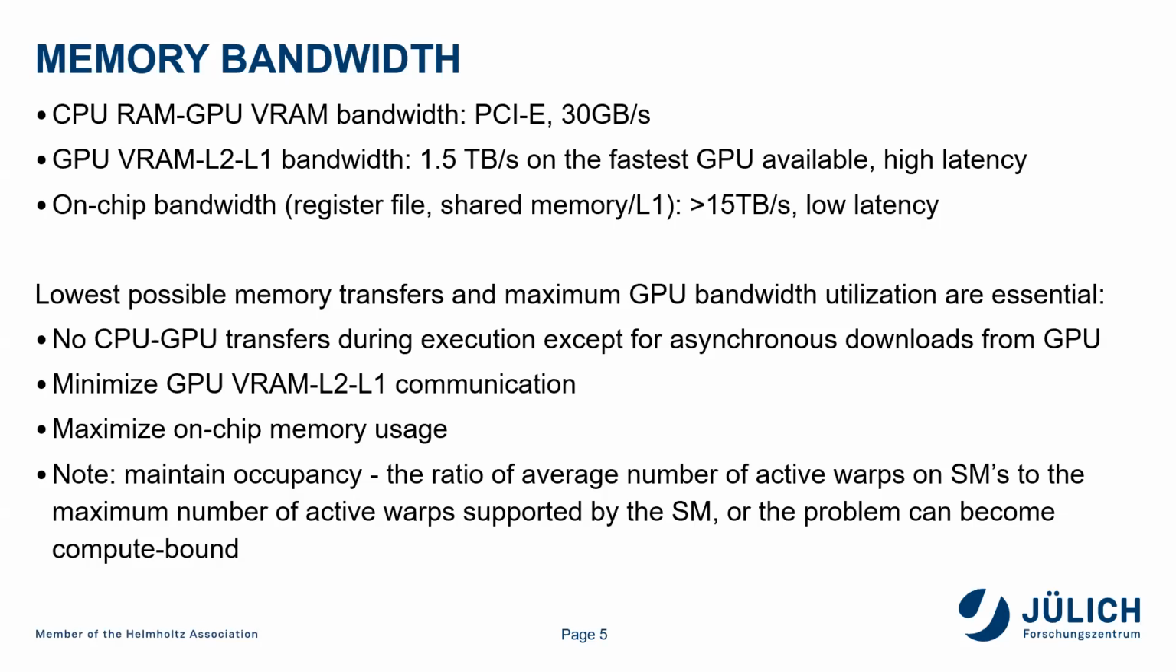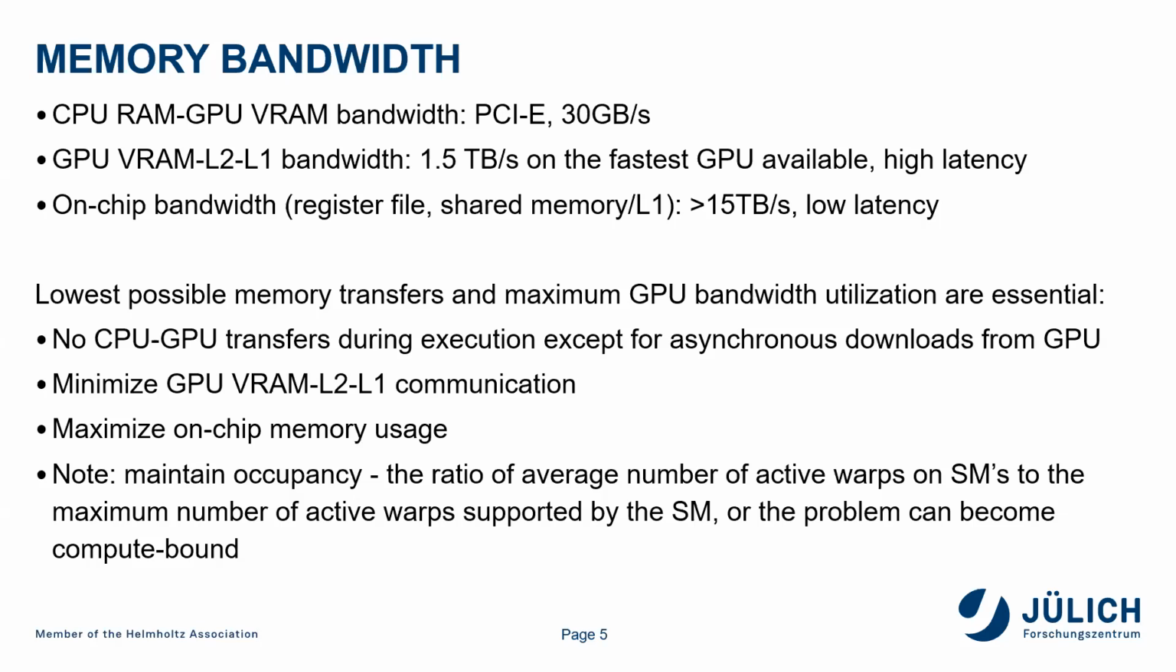And then there is on-chip bandwidth, like accessing a register file or L1 cache and shared memory. It has a really high bandwidth and really low latency, and it's limited by the fact that there is just a small amount, like 256 kilobytes, of register file available.